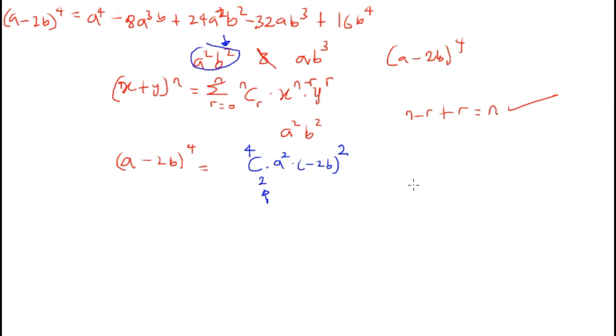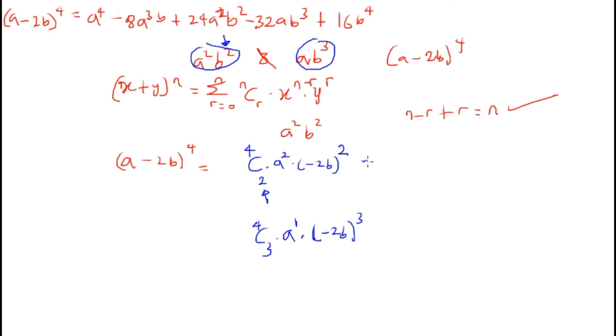Now let's say I want to find the term that relates to ab cube. That's supposed to be the term where r is equal to 3. I will do that by saying n, that's 4 combination 3. Then a, and then the second term, which is minus 2b raised to power 3. Then if this is 3, then this should be 1. So this is the term that relates to that.